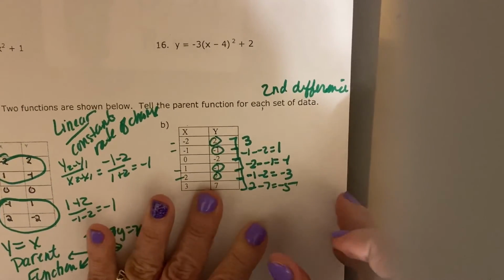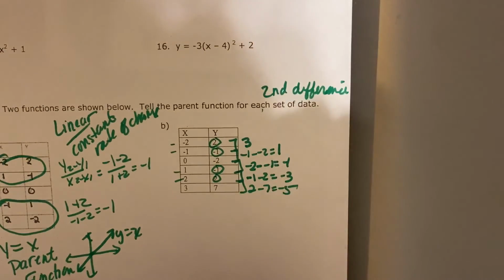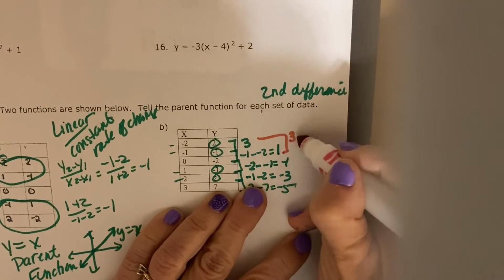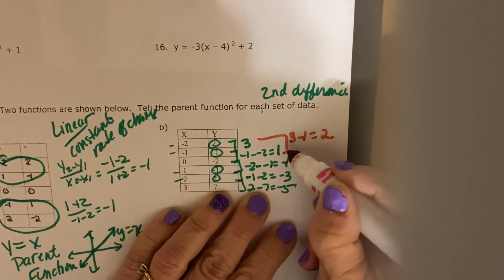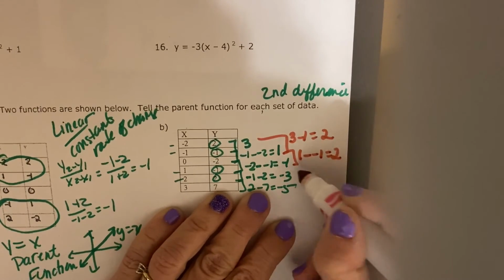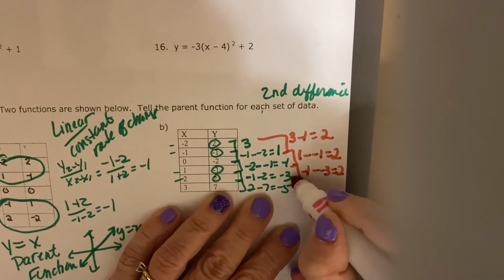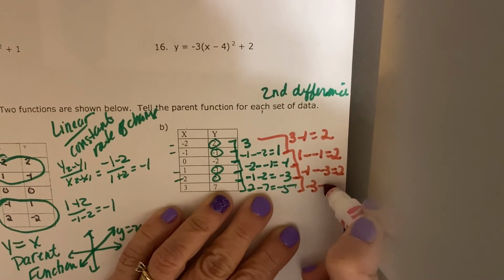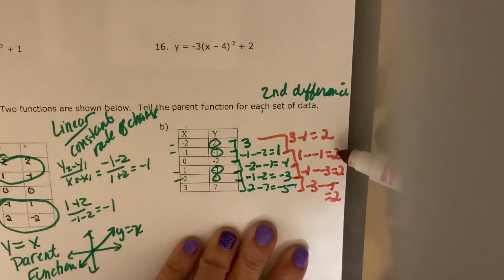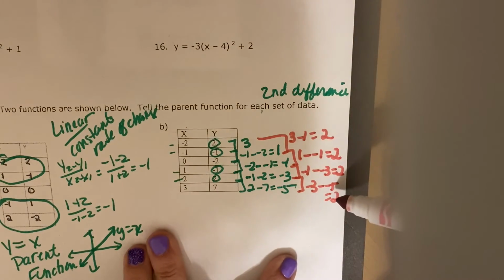So now we're going to look at the second difference. We're going to look at 3 minus 1, which is 2. We're going to look at 1 minus -1, which is 2. Then -1 minus -3, which is 2. And then -3 minus -5, which is 2. So this second difference right here, if it's the same, then that tells you that this is quadratic.